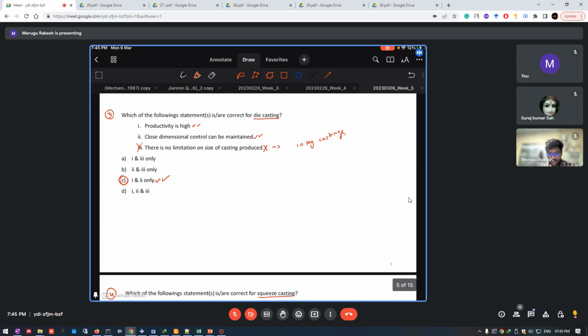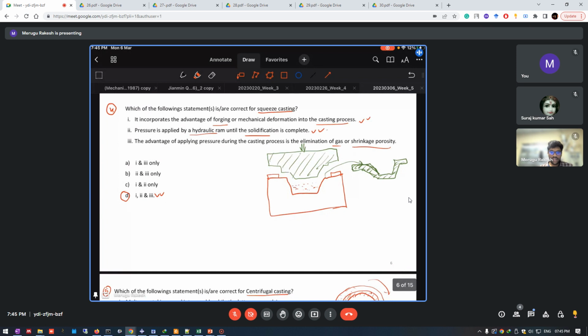Then we have the advantages and disadvantages of die casting. The productivity is high, correct. Close dimensions can be obtained, that is also correct. But there are size limitations in die casting, so the maximum size you can go to is 10 kgs of the casting.